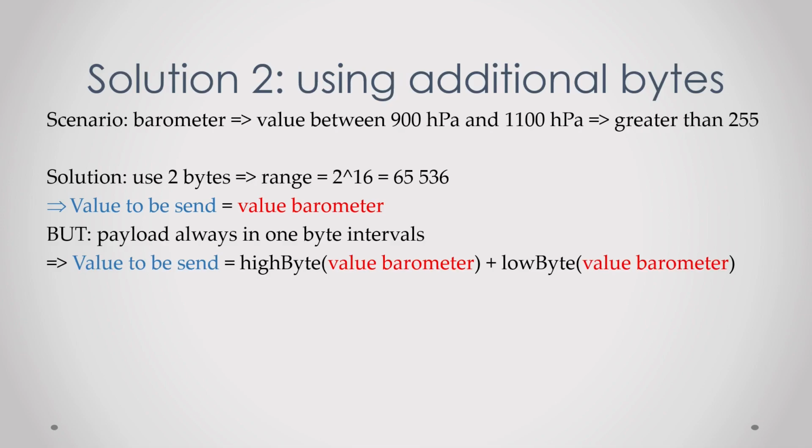So the value to be sent is then equal to the value of the barometer. As I said earlier, the payload is always declared in 1 byte intervals, so we cannot send 2 bytes directly. So how are we going to fix this? We're going to fix this by splitting the value into 2 separate bytes. So we say the value to be sent is equal to the high byte of the value of the barometer plus the low byte of the value of the barometer.